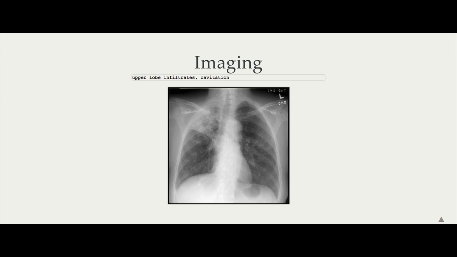Finally, and perhaps the diagnostic test that people will be most familiar with, is imaging. The classical chest X-ray of a patient presenting with tuberculosis should not be forgotten. You can see an example of one here, and the classical things to look for are upper lobe infiltrates and cavitation.